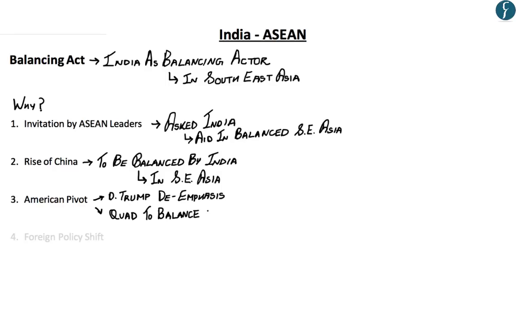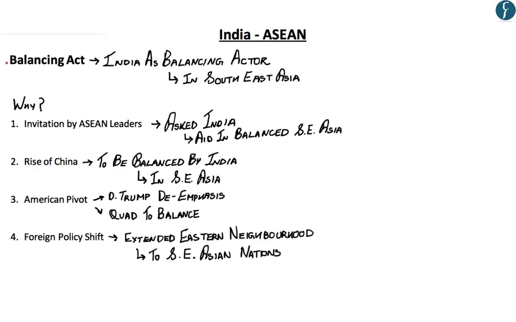Now the fourth reason given by the author is that India has extended its eastern neighborhood that includes Bangladesh and Myanmar to include Southeast Asian nations such as through the BIMSTEC, Trilateral Highway, Mekong-Ganga Cooperation and through other measures. Now hopefully up till here you have understood what the author means by the term balancing act. Moreover, you also understand why India should become a balancing actor in Southeast Asia.